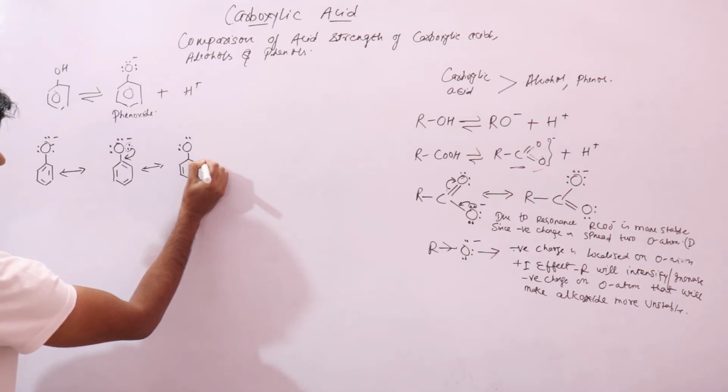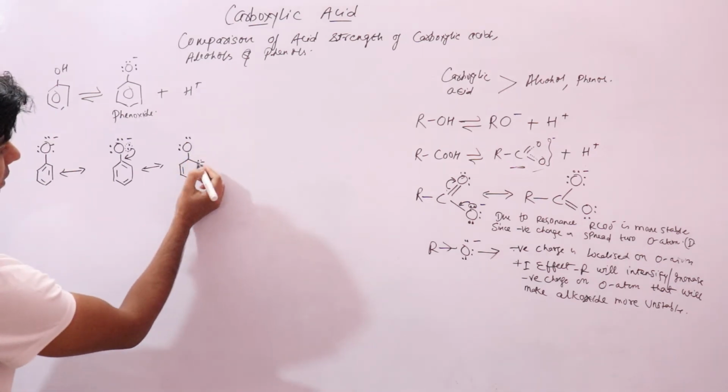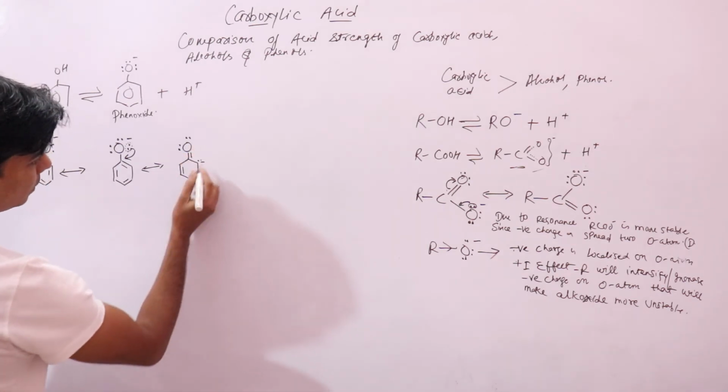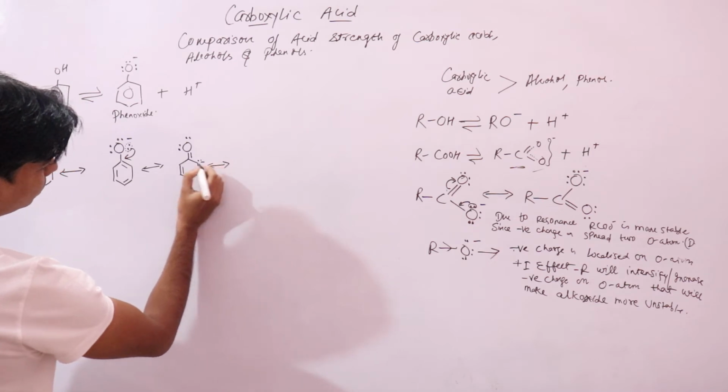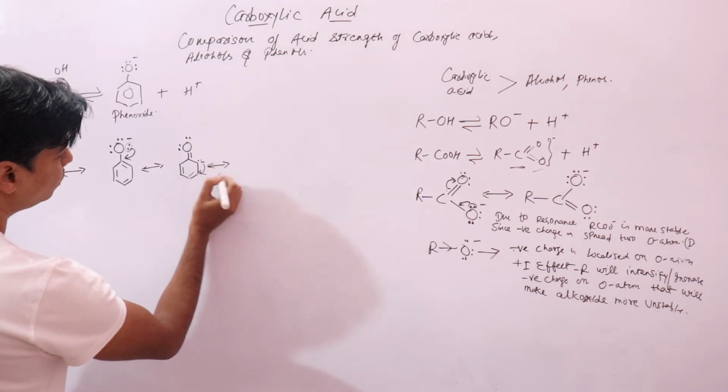You have negative charge here, right? This negative charge has come here now, and you have a double bond there on the oxygen atom. Now this will move further to your para position.